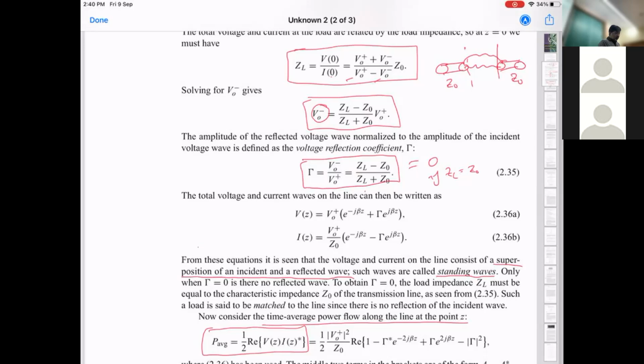So it basically is the real part of the voltage times the complex conjugate of the current. So that's like a V into I sort of power. With a factor of half, you go through the calculation and you get this 2.37.